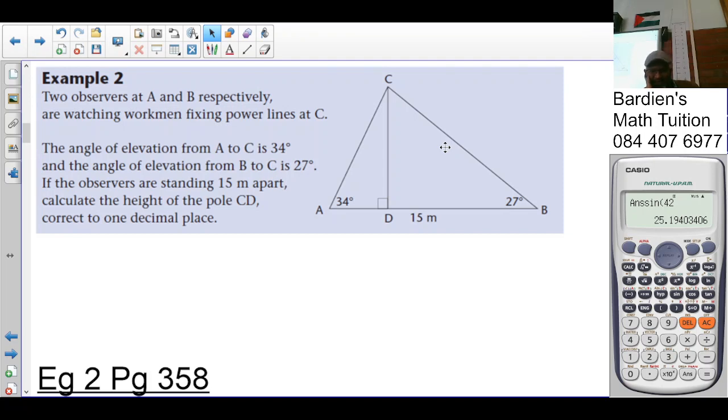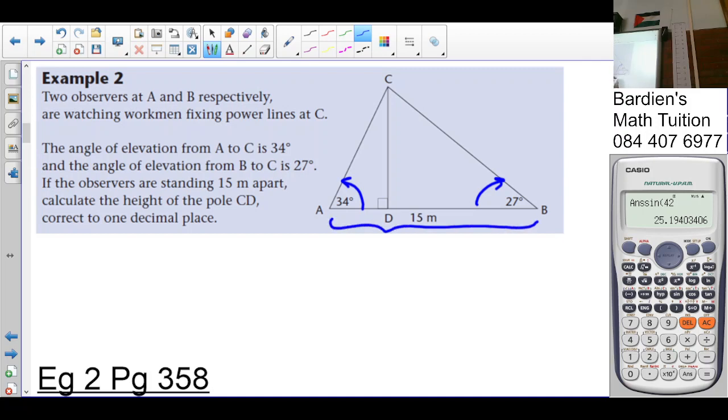Okay, so you've got A and B watching workmen fixing the power line at C. The angle of elevation from A to C is 37 degrees, and the angle of elevation from B to C is 27 degrees. If the observers are standing 15 meters apart, calculate the height of pole CD. Put it to 1 decimal place.